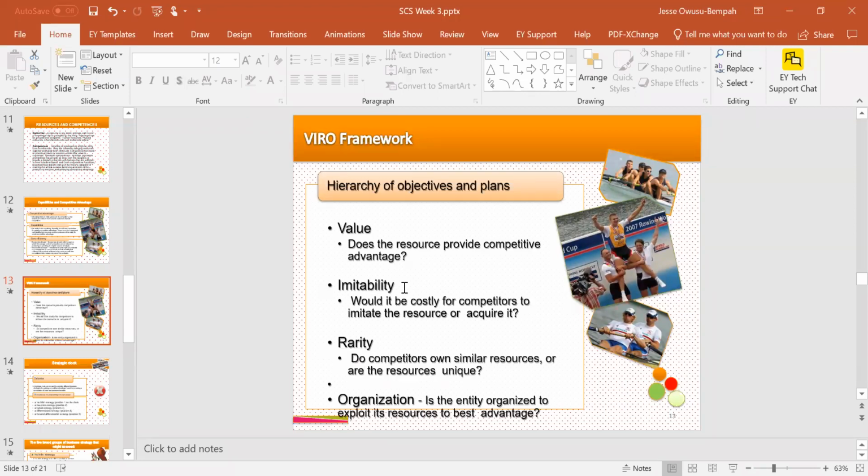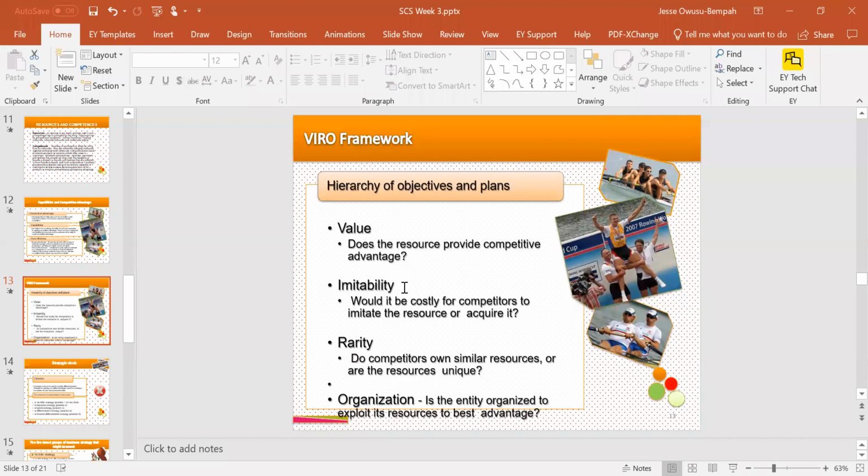Then you have organization. Is the entity best organized to exploit its resources to its advantage? It's talking about how well organized the institution is, because the way you are organized will determine how well you're able to exploit your resources. Very, very key.